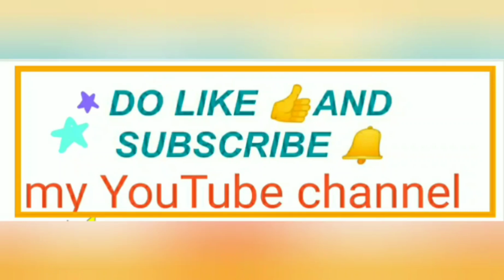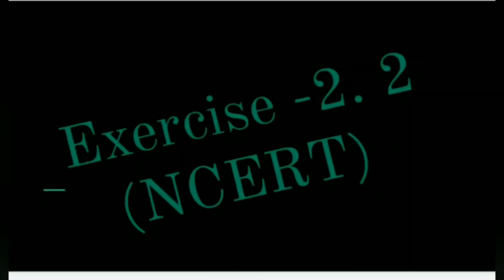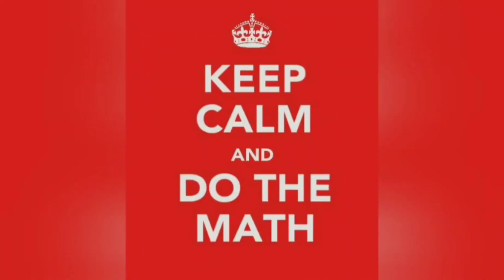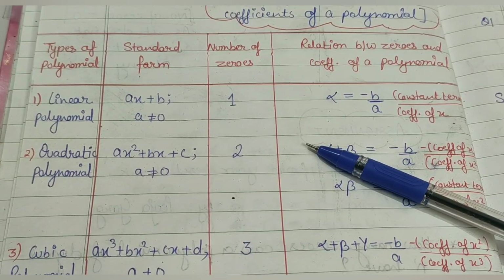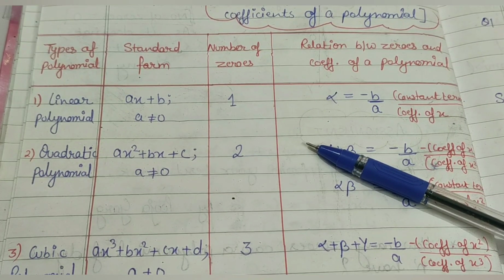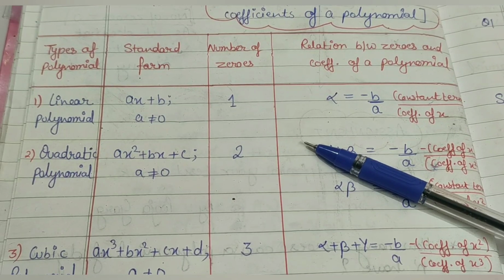So in this video I'm going to discuss exercise number 2.2 from the NCERT book. So let's start. Students, keep calm and we'll do the maths. So students, I am going to continue this topic by recalling a few points which we already discussed in the previous part, that is part number 3 of chapter number 2, polynomials.